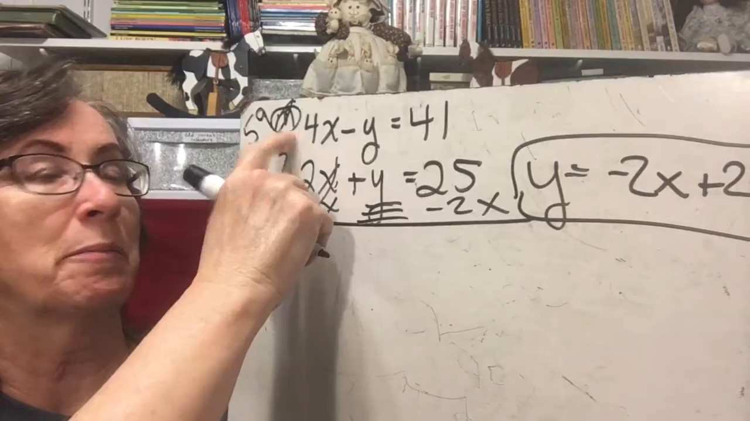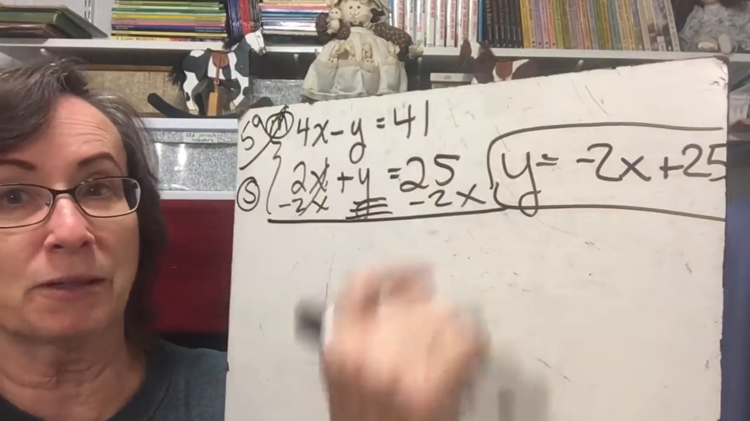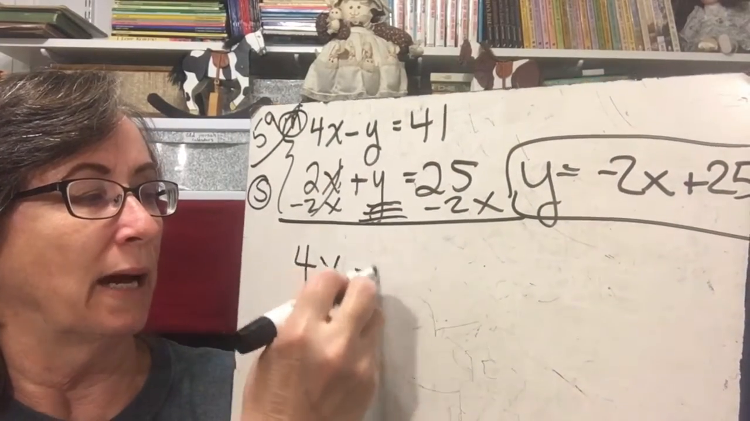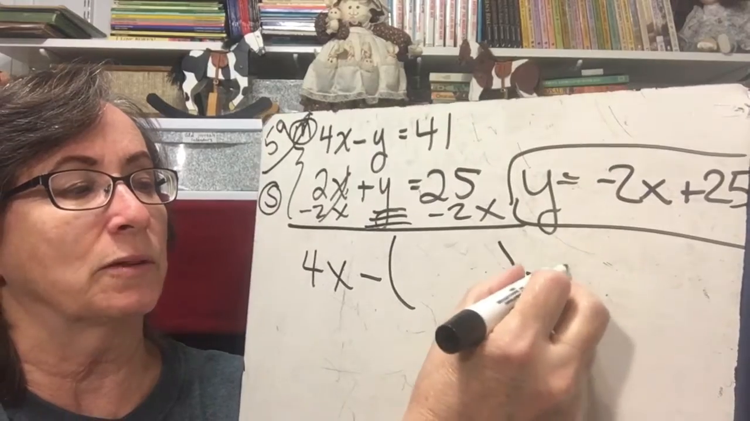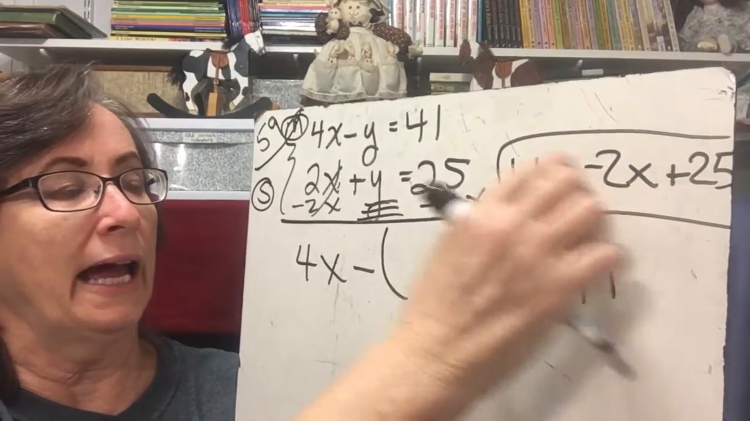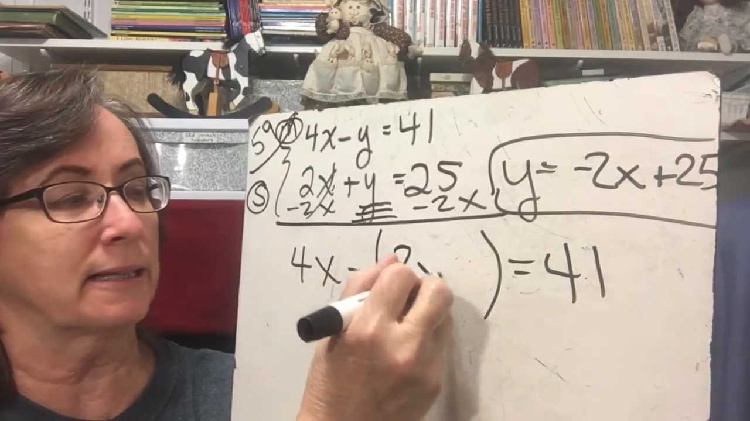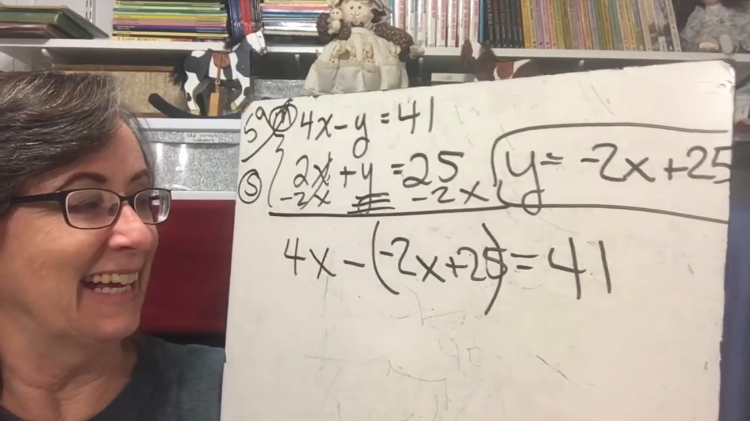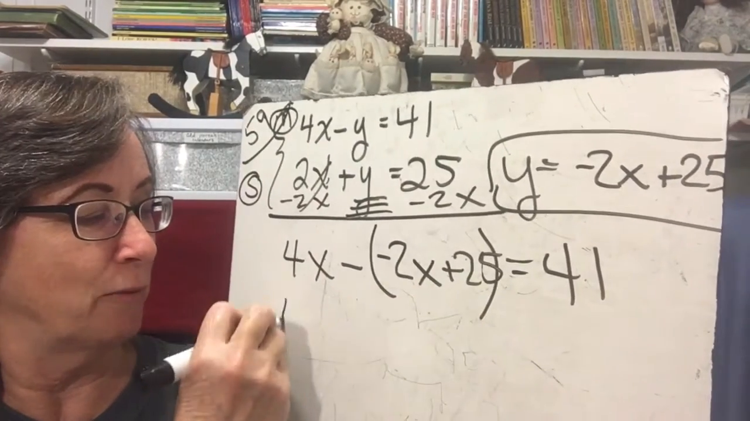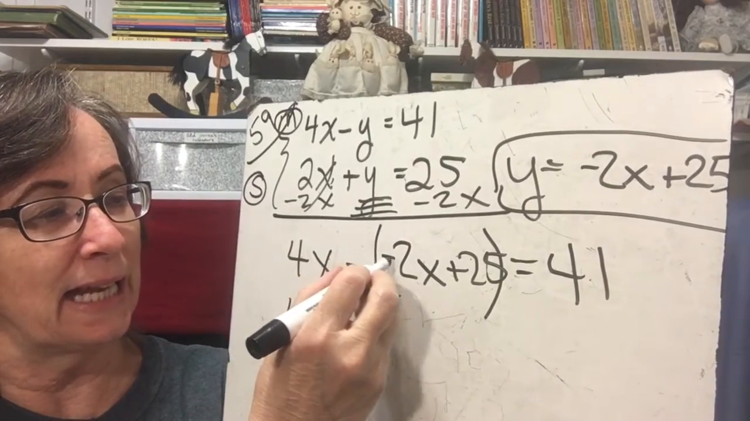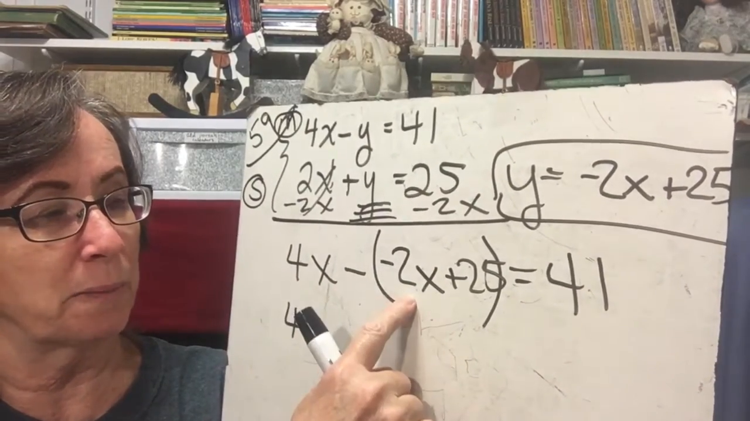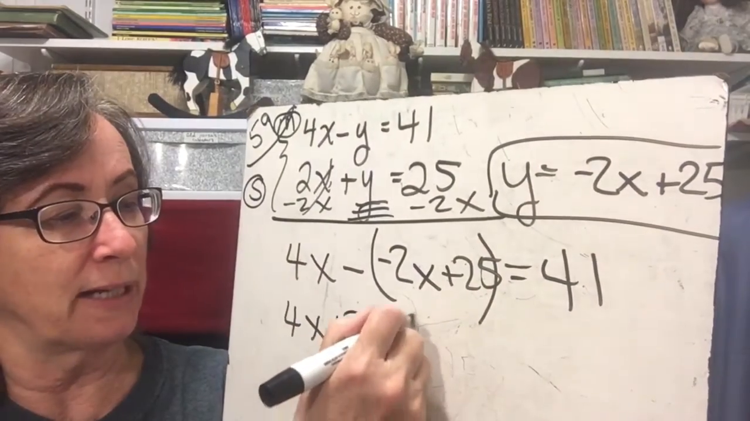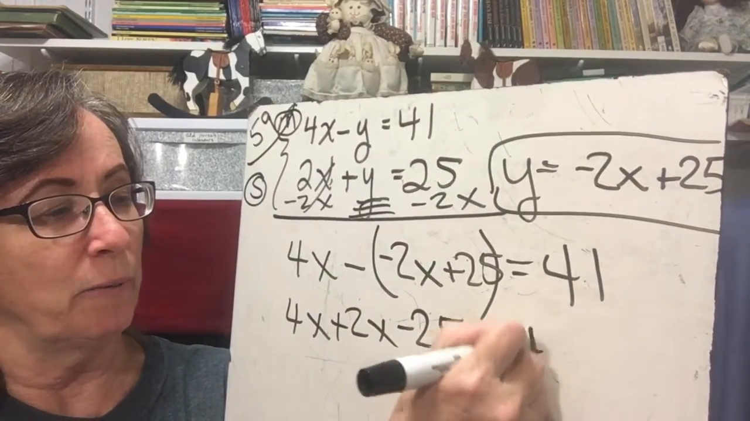equation. So now I'm going to take my main equation and write it out, but since my sub is a y, I'm going to leave a space where the y is. So 4x minus y equals 41. The y now comes in as a sub, negative 2x plus 25. And I'm going to simplify 4x minus a negative 2x. So that's a minus 1 being multiplied by minus 2, so I get a plus 2x. Minus 1 times a 25 is a minus 25 equals a 41.